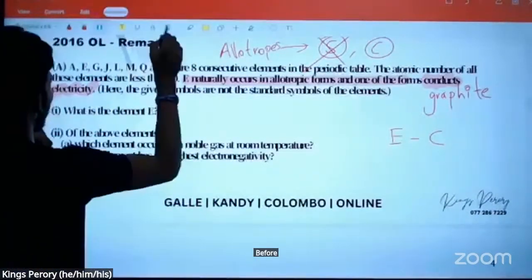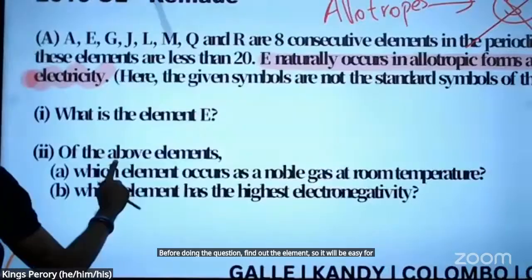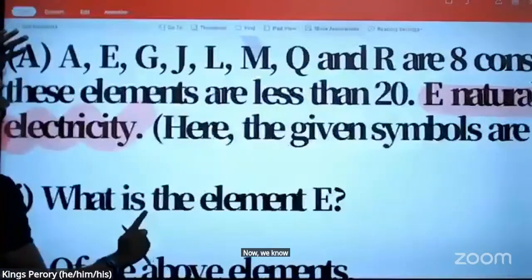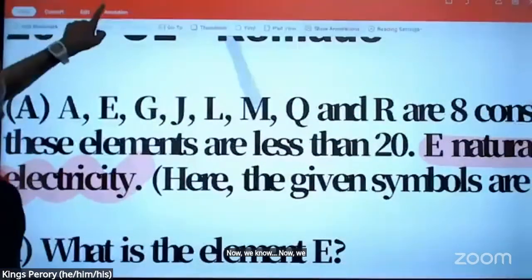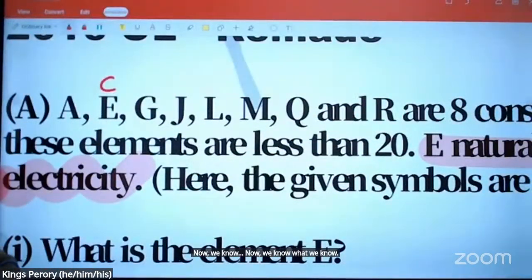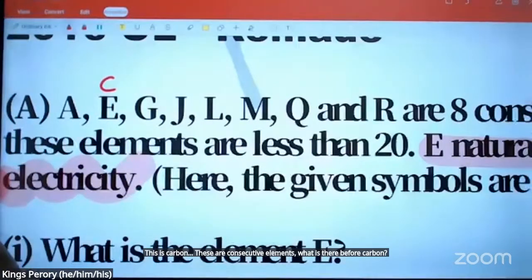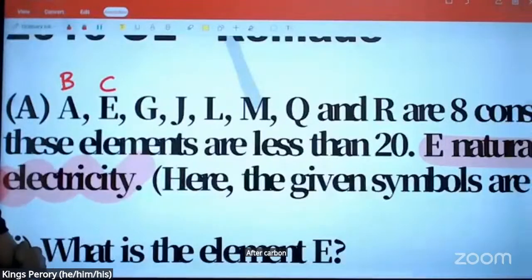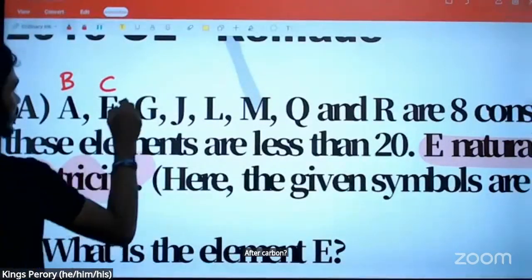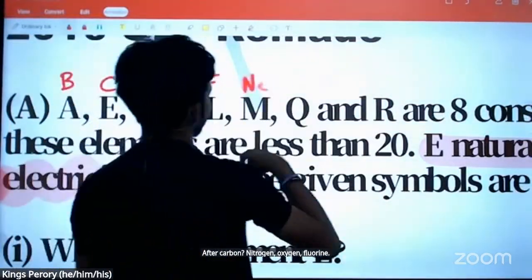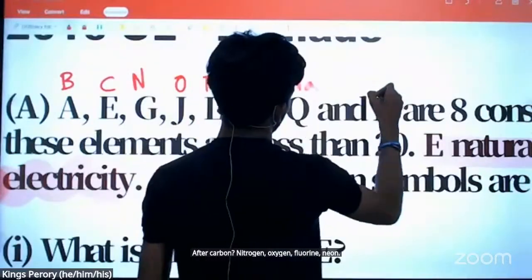Before doing the question, find out the elements. So it will be easy for you. These are consecutive elements, no? This is carbon. What is there before carbon? Boron. So A is boron. After carbon? Nitrogen, oxygen, fluorine, neon, sodium, magnesium. Agree?